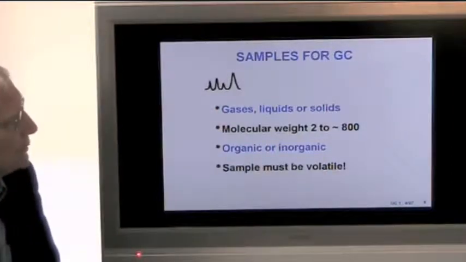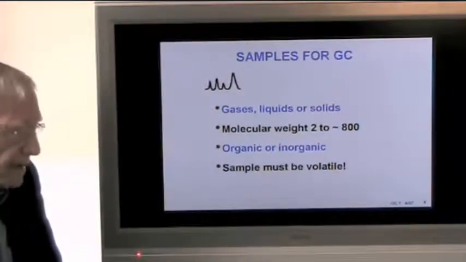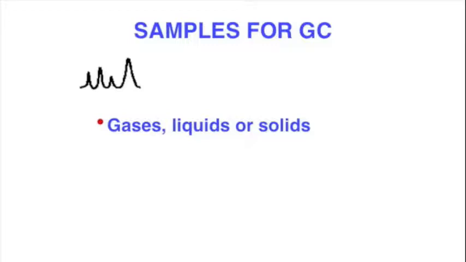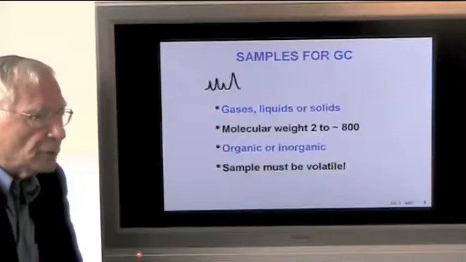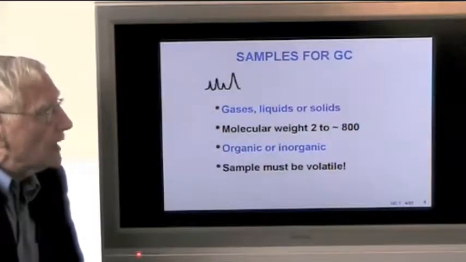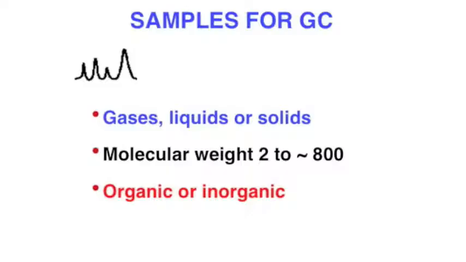Samples for GC can be gases, and to my knowledge, almost every gas has been analyzed, liquids, and some solids. Solids are usually dissolved in a low boiling solvent and analyzed. Molecular weights have been done easily from molecular weight of 2, hydrogen, up to over 800. In exceptional cases of simple hydrocarbons, molecular weights up to 1200 have been separated. Samples can be organic or inorganic, but most of the work with gas chromatography is on organic compounds. Typical examples of inorganics would be water or gases.